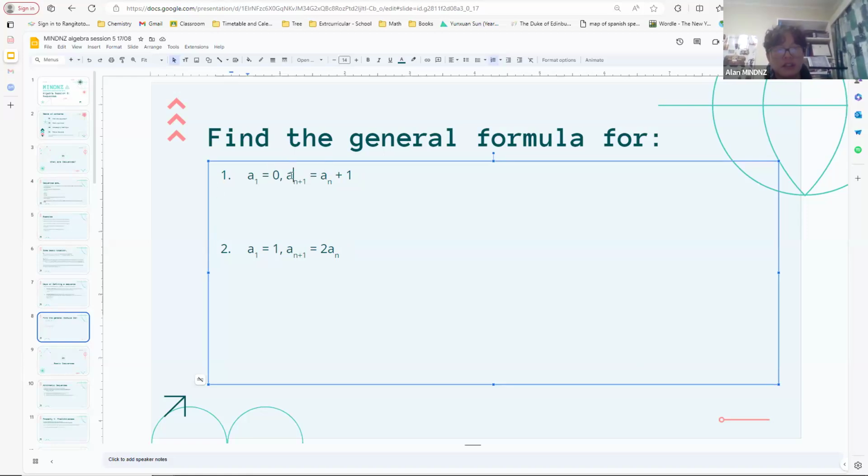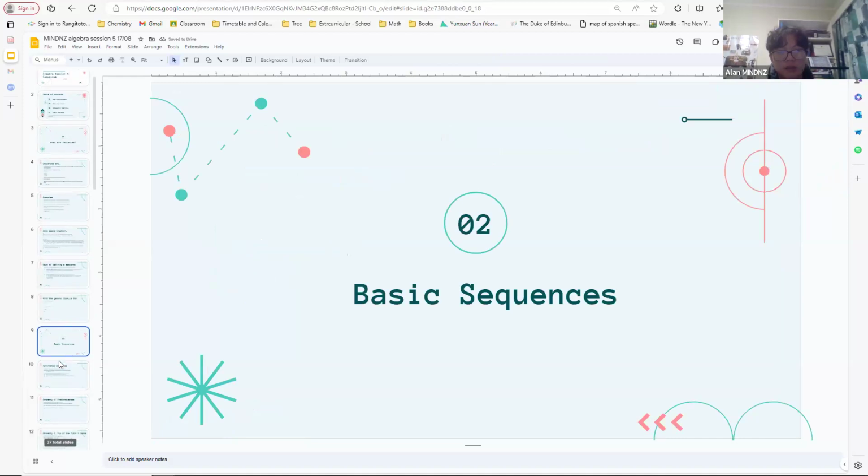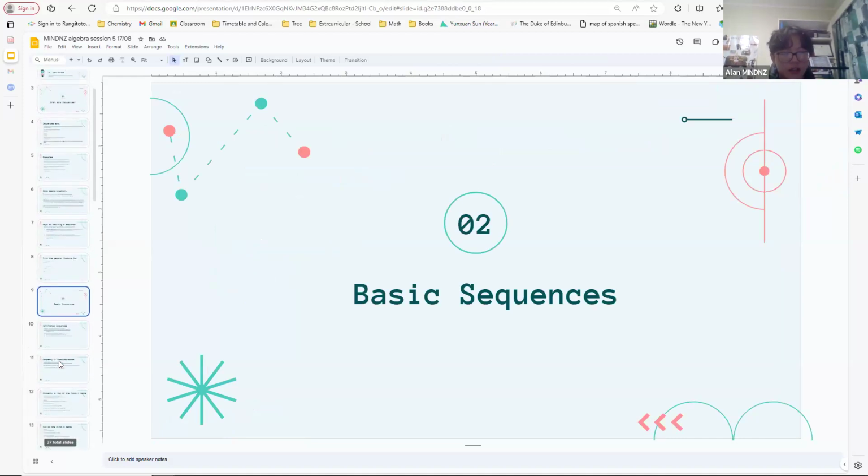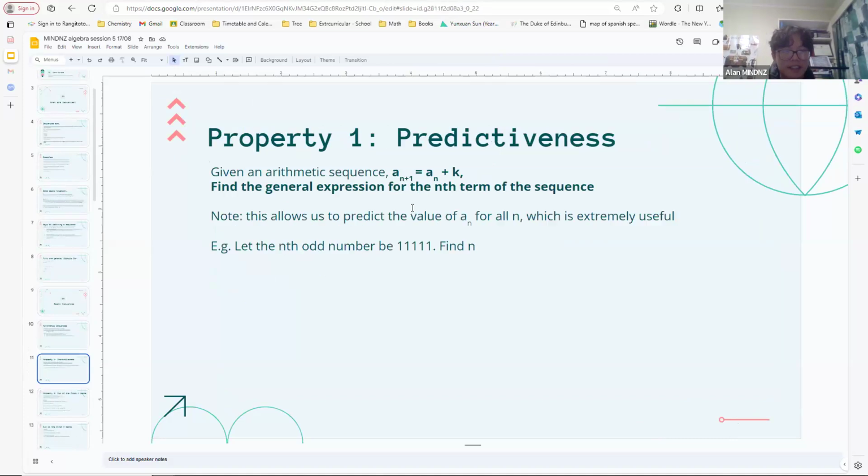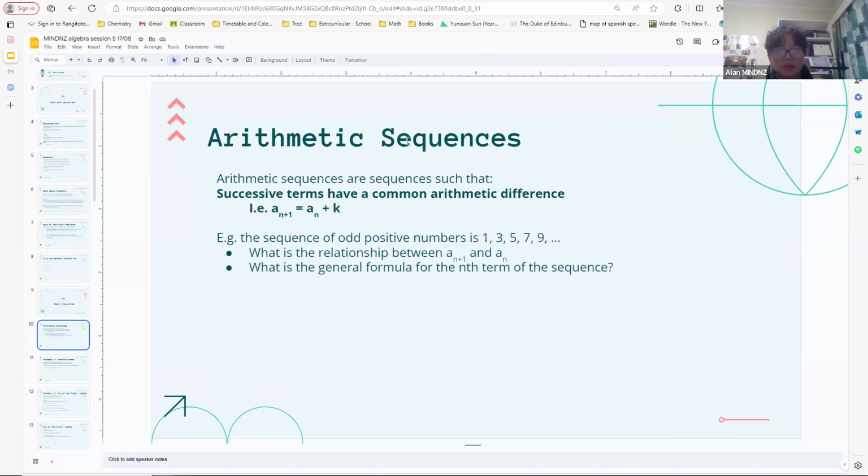So for the sequence, if you just write out the first few terms, you get the idea that it's 0, 1, 2, 3, dot, dot, dot, which is just the natural numbers. And for this sequence, it's 2 to the n minus 1, right? Because it's 1, 2, 4, 8, dot, dot, dot. So next we'll go through some basic sequences. So the first basic sequence we'll go through is the arithmetic sequence.